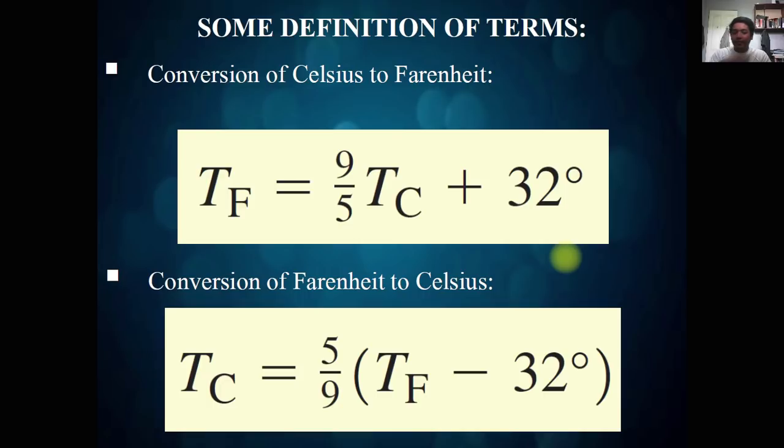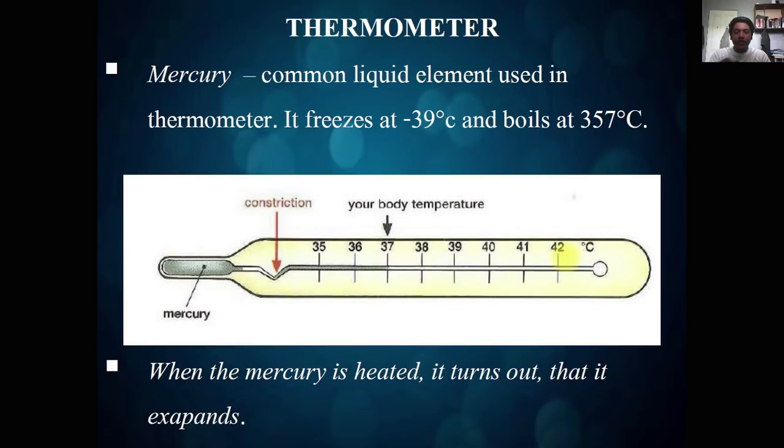converting Celsius to Fahrenheit. Anyway, let's take a look at the thermometer and the object inside it, which is the mercury. Mercury is a common liquid element used in thermometers. Basically, mercury is the only metal in liquid form. It freezes at negative 39 degrees Celsius and boils at 357 degrees Celsius. So here we have the basic construction of a thermometer, and inside it we have the metal mercury, the only liquid metal in the periodic table.